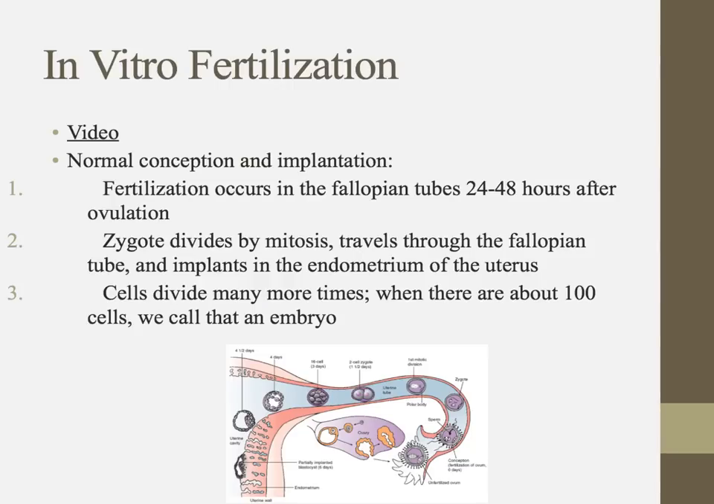Okay, in the last part of this video, I want to talk to you about something called IVF, in vitro fertilization. This is kind of a last resort, if you will, fertility treatment. So let's talk about normal conception and implantation first. After ovulation, we get fertilization by the sperm in the fallopian tube, usually about 1 to 2 days after ovulation. So you have to time ovulation with intercourse there.